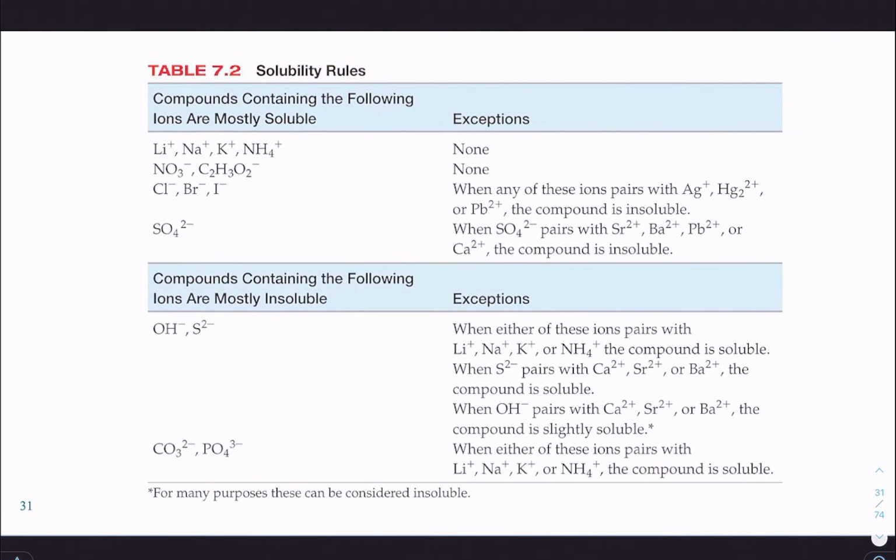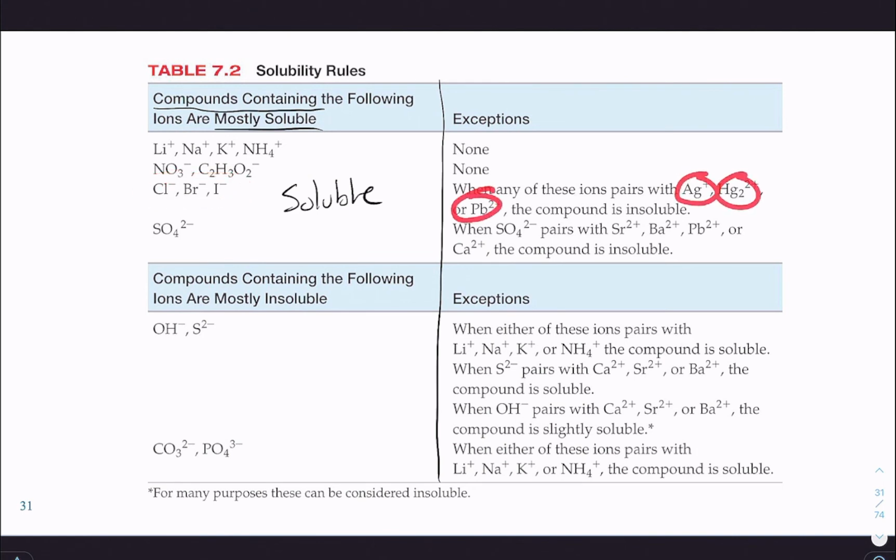It can be a little bit intimidating at first. So everything on top, compounds containing the following ions are mostly soluble. These guys are soluble, except when they're combined with the exceptions. So if you have chlorine, bromine, or iodine, if those are paired with silver, mercury, or lead, the compound is insoluble, does not dissolve.